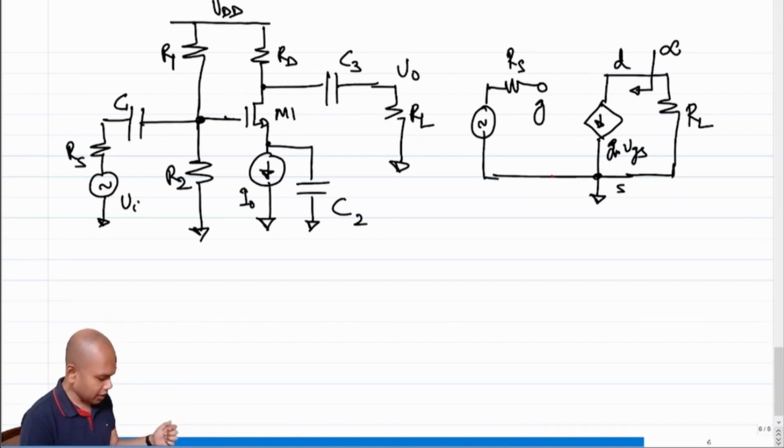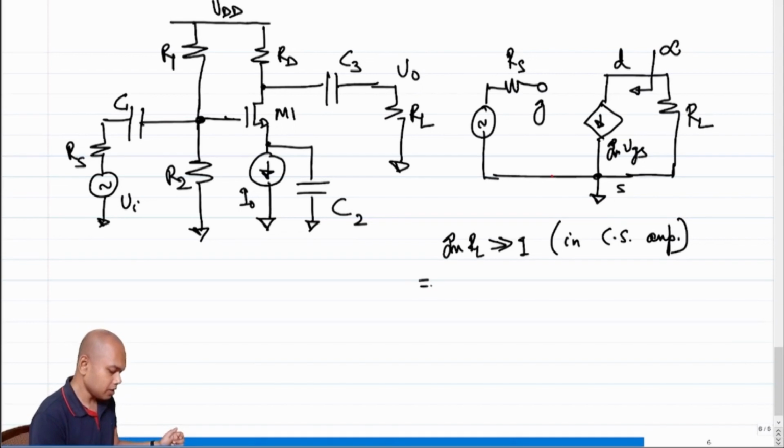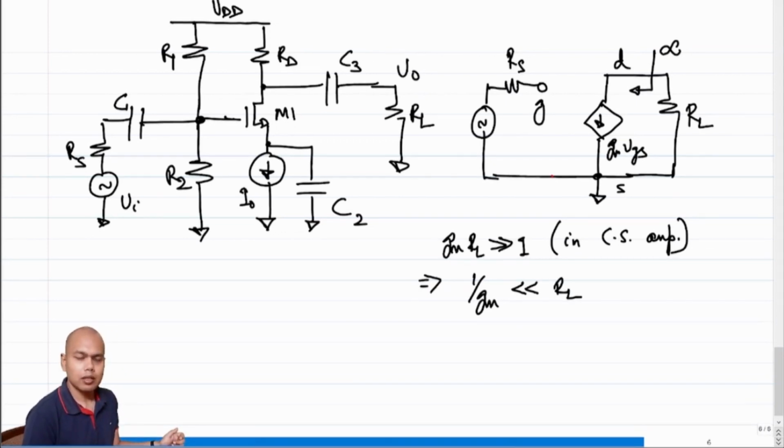Now you might turn around and ask, how do I know what is a large value and what is a small value? Because they are relative quantities. You have to tell me a reference with respect to which I can tell you which is large or small, and you would be absolutely right. So what is the reference that we have? In a common source amplifier, GM RL has to be much greater than 1, right? Which means 1 over GM is much less than RL, right?